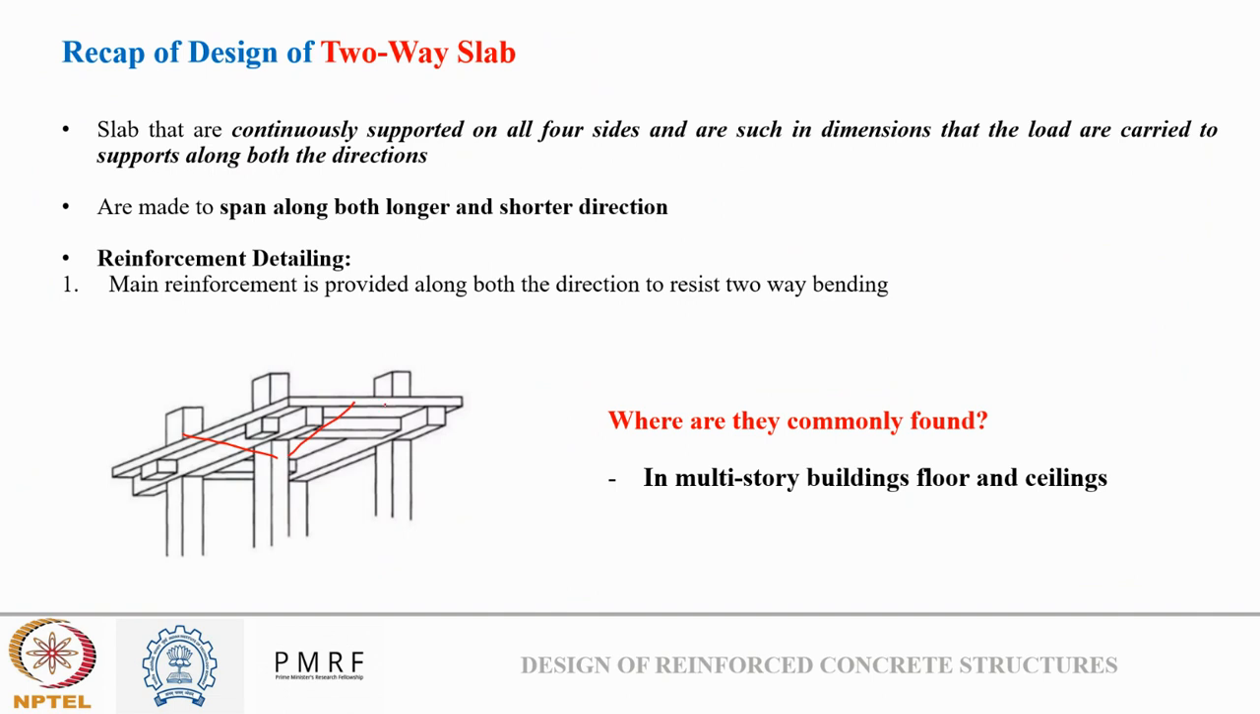In both the directions, the load will be distributed, and for these slabs, the support is provided continuously on all four sides. And we say the slab is a two-way slab when the ratio of longer side to the shorter side is less than 2. Okay, so they are made to span along both the longer side and the shorter side. Since it is spanning in both directions, we provide reinforcement along both directions to resist the bending, and generally it is used in multi-storey building floors and ceilings.